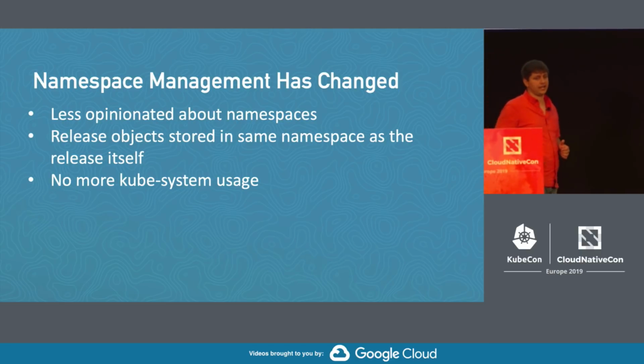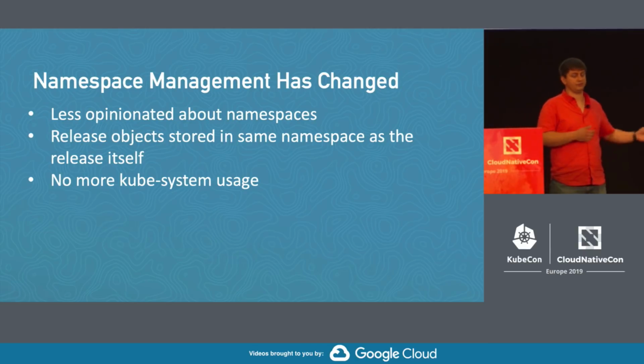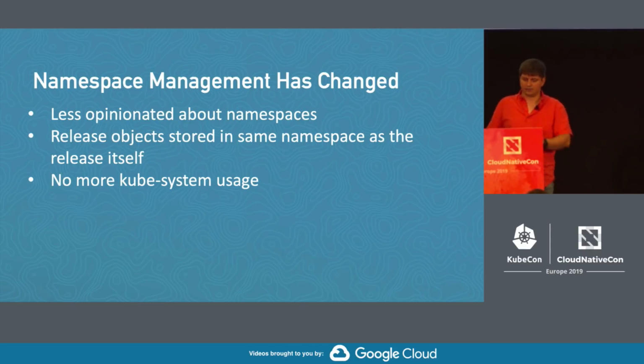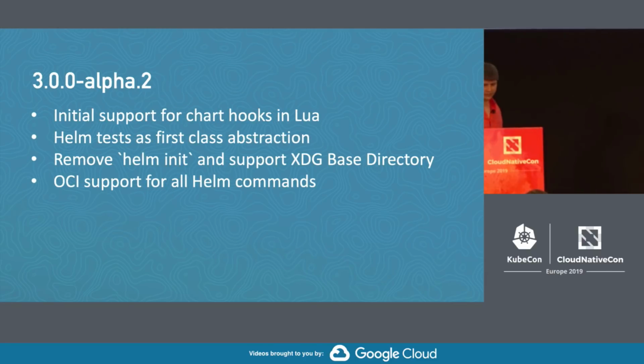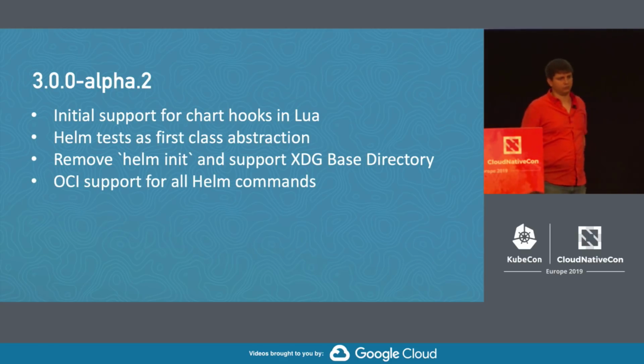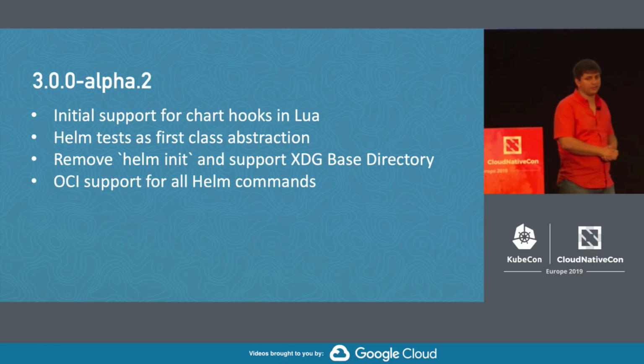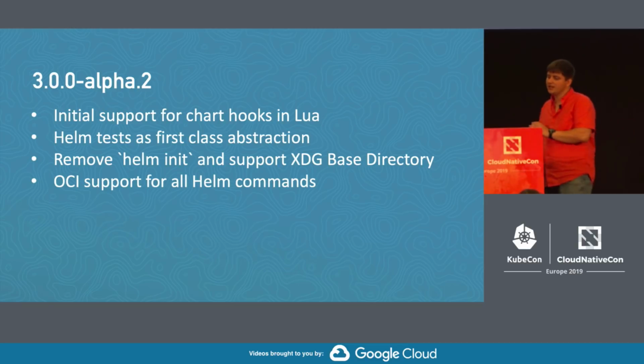So now you can actually have multiple releases with the same name in the cluster, but they're scoped at the namespace level. And there's no more kube-system usage, so there's no more cluster-level access that you need to go and finagle in there. So that was Helm 3 Alpha 1. That's what we currently have in the alpha, and we'd love to have you guys test it out and play with it and give that kind of feedback.